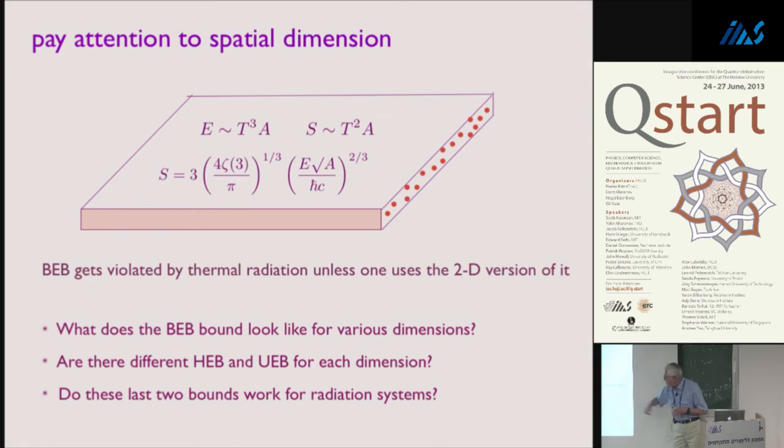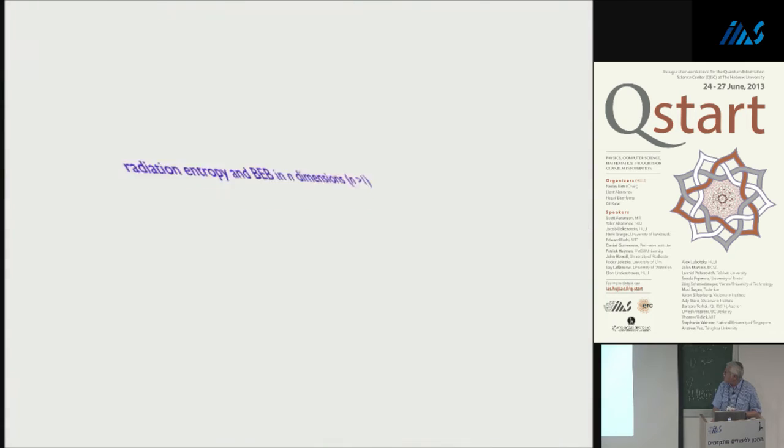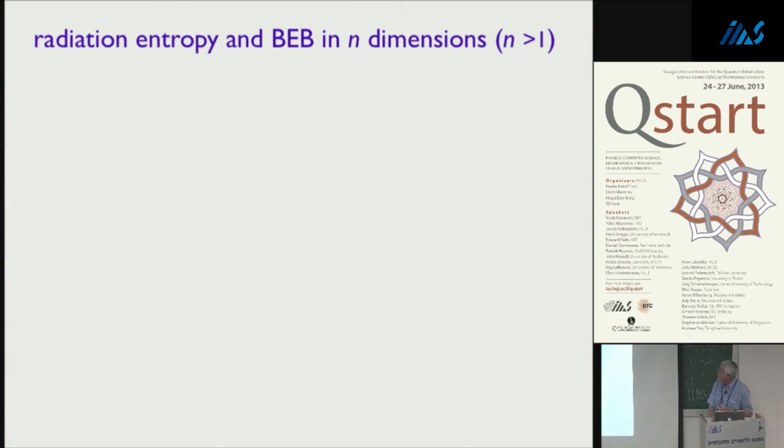So these are the questions which we want to explore. Why explore higher dimensions? Because of the importance of the problem of higher dimensions in modern particle physics and string theory, which are closely related to these questions of entropy. That's the reason why one should pay attention to them. So let's go and calculate the radiation entropy and the Boltzmann entropy bound in n dimensions.